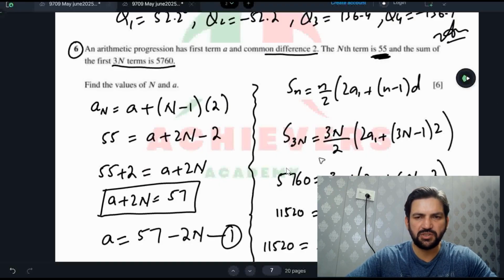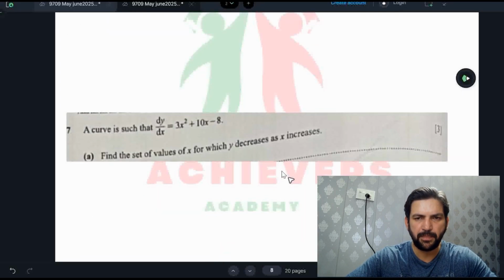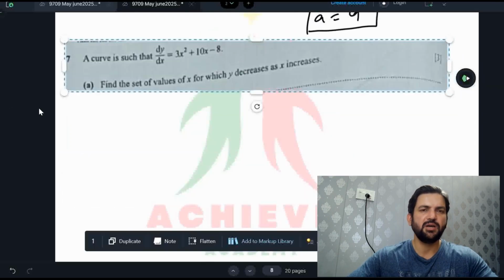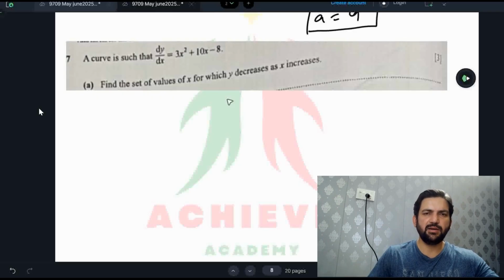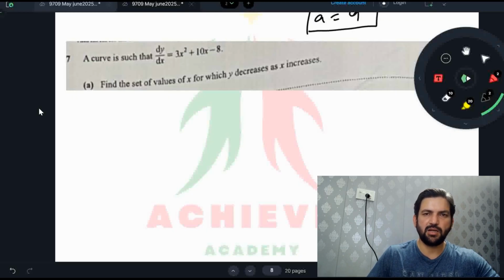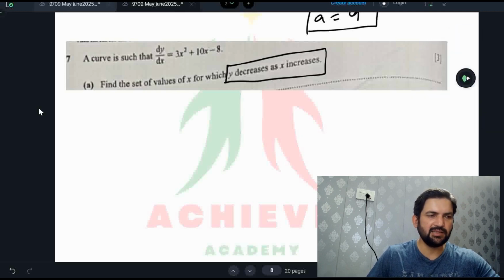Let's move to question number 7. This one is the next question, question number 7. A curve is such that dy by dx is equals to 3x square plus 10x minus 8. Find the set of values of x for which y decreases as x increases. Now this line is very important, that y decreases as x increases.